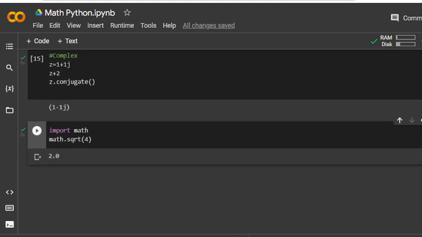Like you have got it. So we are using the sqrt function, and a negative argument will raise the value error.